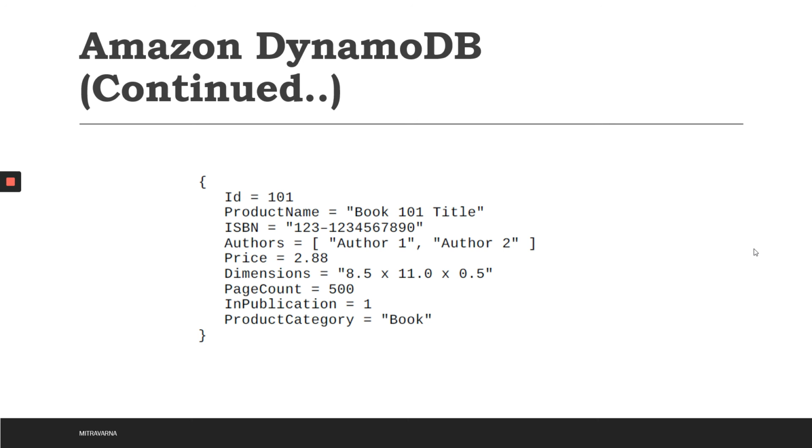In the part one video, we have seen a sample table, right? So there we have a student ID. Similarly, it has a student ID like 101, and the product name is book 101 title. This is a product name which has a combination of string and number data types, and ISBN, authors, price, dimension. So this will be in a JSON format, JavaScript Object Notation. So this is the format of normal NoSQL databases.